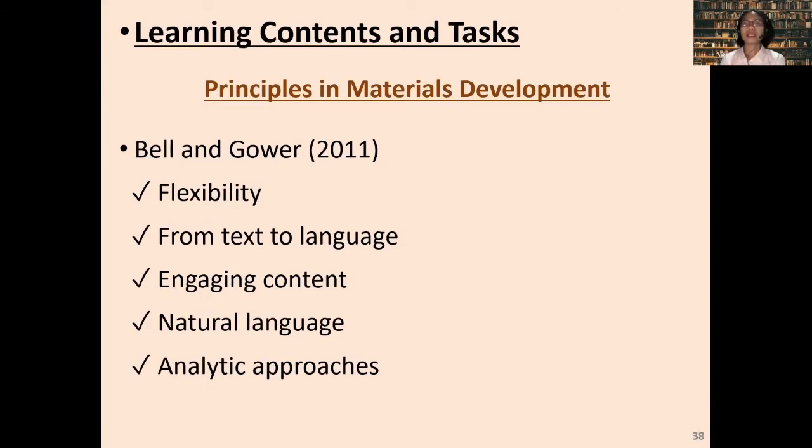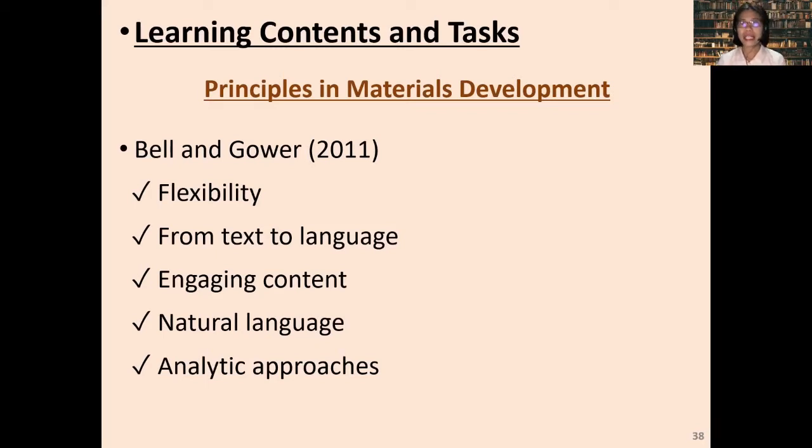Now, there are principles in materials development. So we are going to take a look into Bell and Gower in 2011. Bell and Gower crafted these principles in order to guide them in creating the material. First, the material should be flexible, and the material should definitely have this characteristic, which is going from text to language. So obviously, since this is an English language material, of course, you should incorporate text, and then after to language, that means there should be explanation about the text.